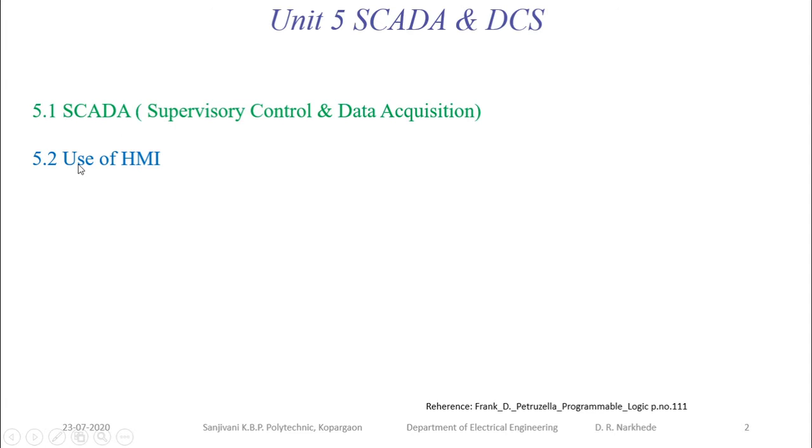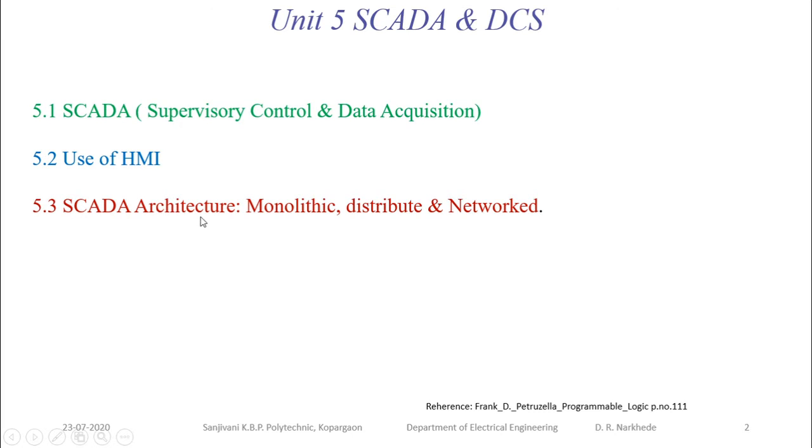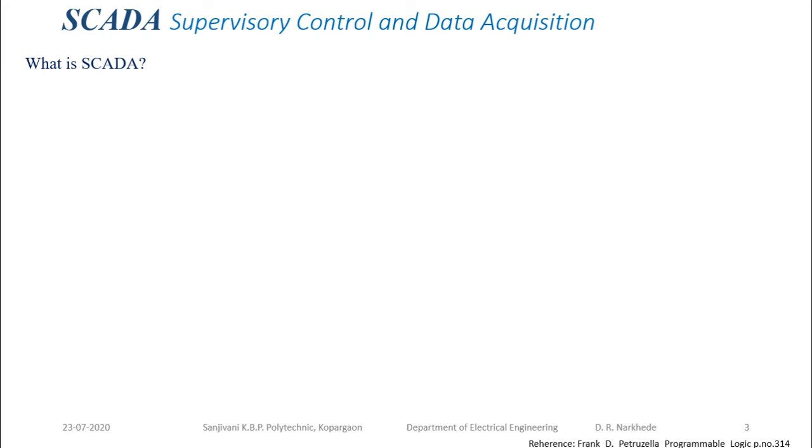Then in the second part we will discuss the use of HMI. HMI stands for human machine interface. Then the third one is the SCADA architecture, in which we are going to discuss the various architectures for SCADA, that is monolithic, distributed and network. Then the last concept is DCS, distributed control system. Now we will start with SCADA.